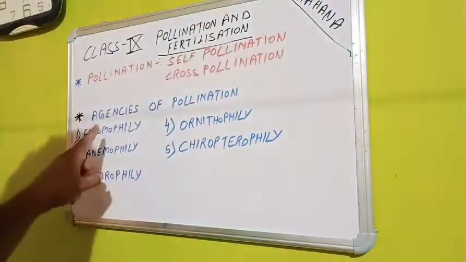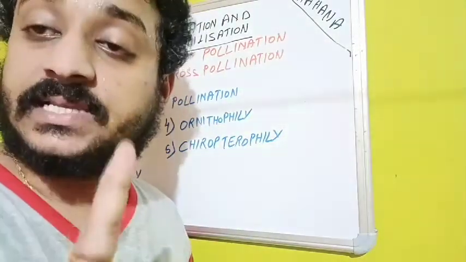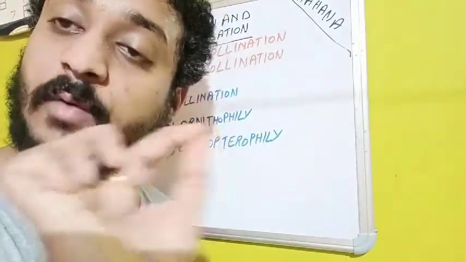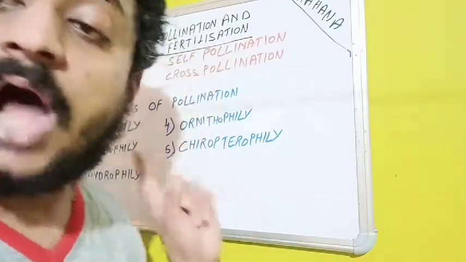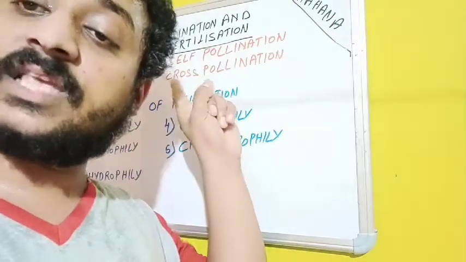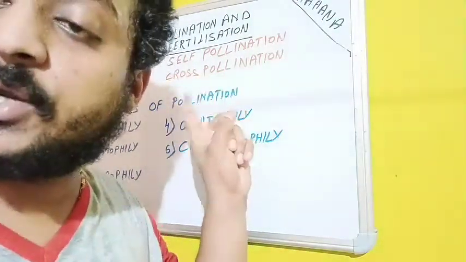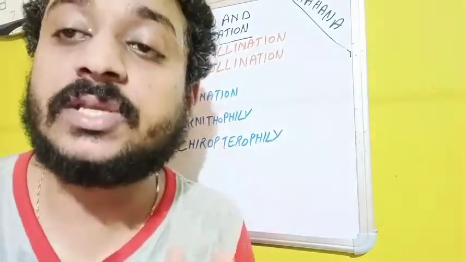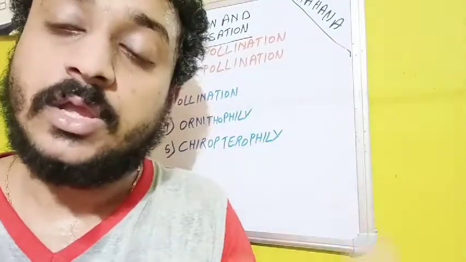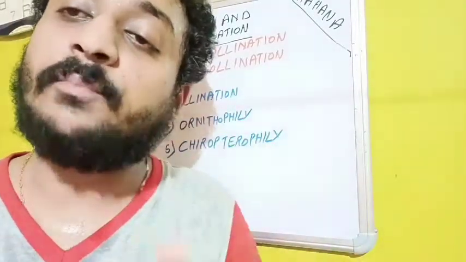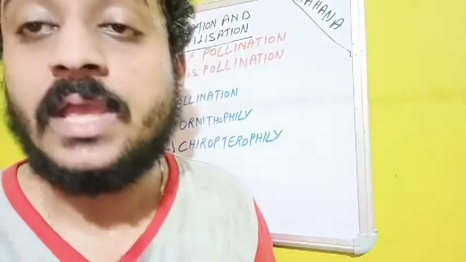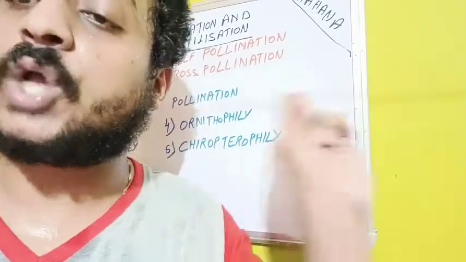Here in entomophily, the agency will be an insect. The insect will transfer the pollen grain from the male part to the female part, from the male flower to the female flower. Agencies are always required by cross-pollination. Agencies are not required by self-pollination, because in self-pollination, whether the flower is bisexual or unisexual, they share the same plant, meaning the male and female flowers will be on the same plant or the same tree. So that's the reason why agencies are a requirement of cross-pollination only.